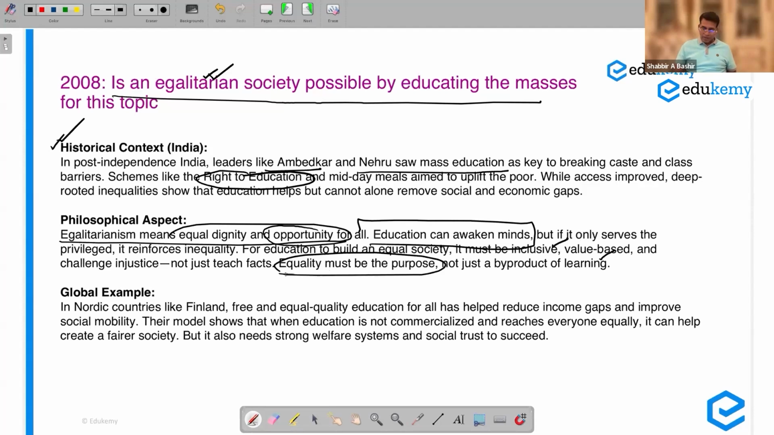Equality must be the purpose. So I have discussed the topic from a philosophical angle. Global example: the Nordic countries like Finland. Finland is a good example of good education, and of how free and equal education for all has helped reduce income gaps.